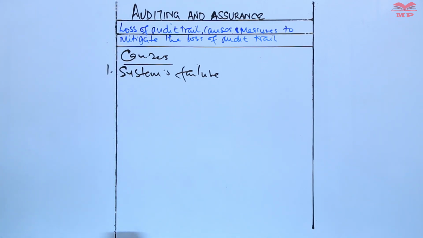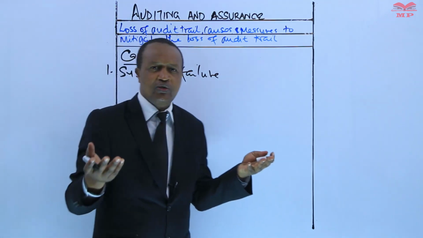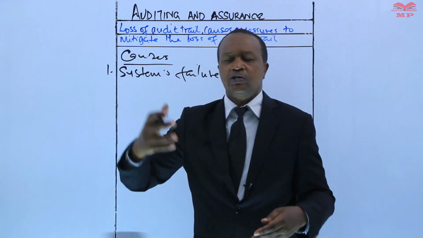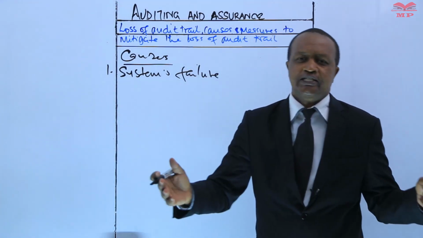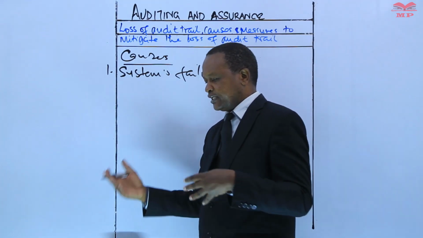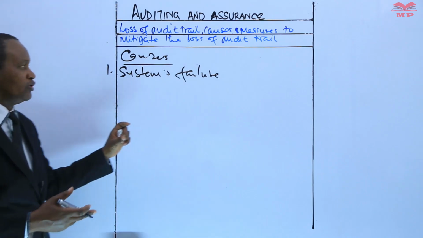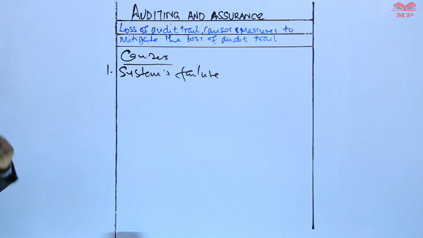System failure could be hardware or software malfunctions that can corrupt files or can delete audit logs, resulting in data loss. When a segment of the data is lost, then that can lead to loss of audit trail. System failures.